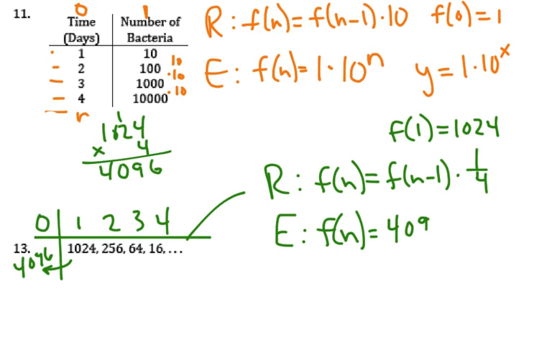So for our explicit, we say to get any answer, we started out at 4096, and what did we do? Well, we timesed it by 1/4. How many times? As many times as we want, or in other words, our variable. Okay? And there we go. There's some practice with some of those geometric, making recursive and explicit.